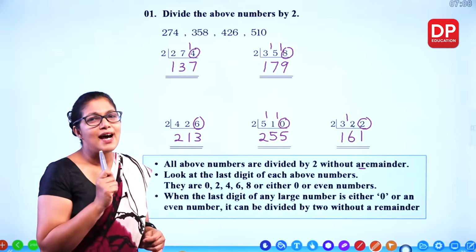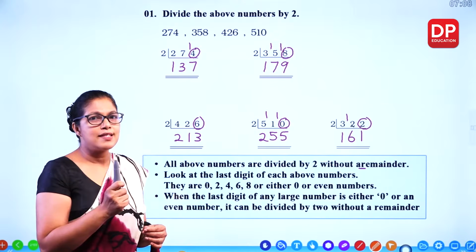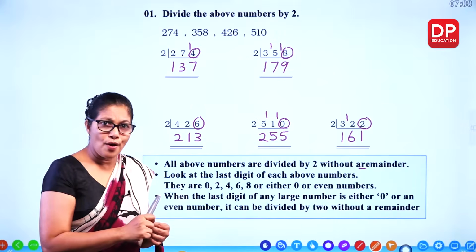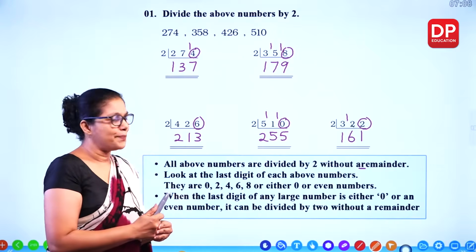So remember how we identify whether the number is divisible by 2? Look at the last digit. Last digit should be either 0 or an even number.